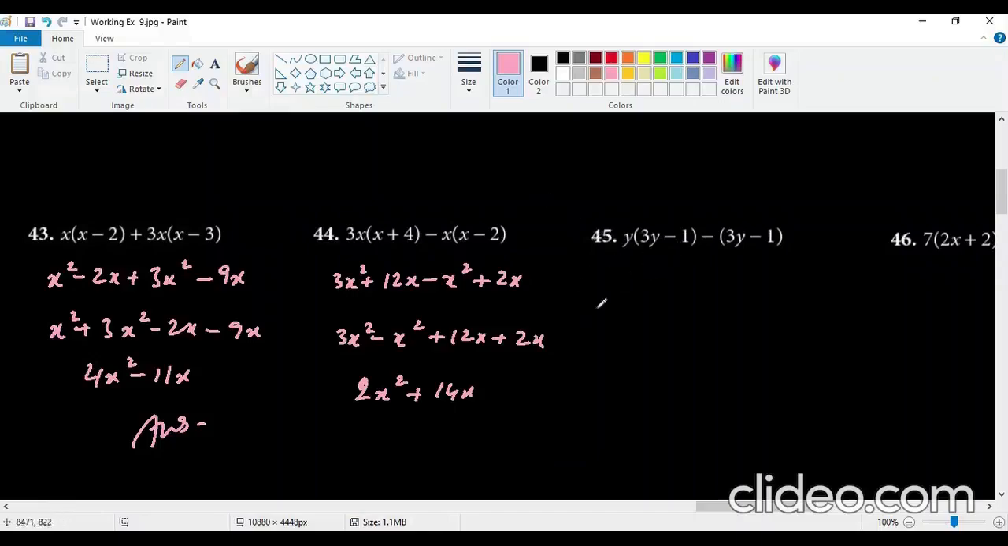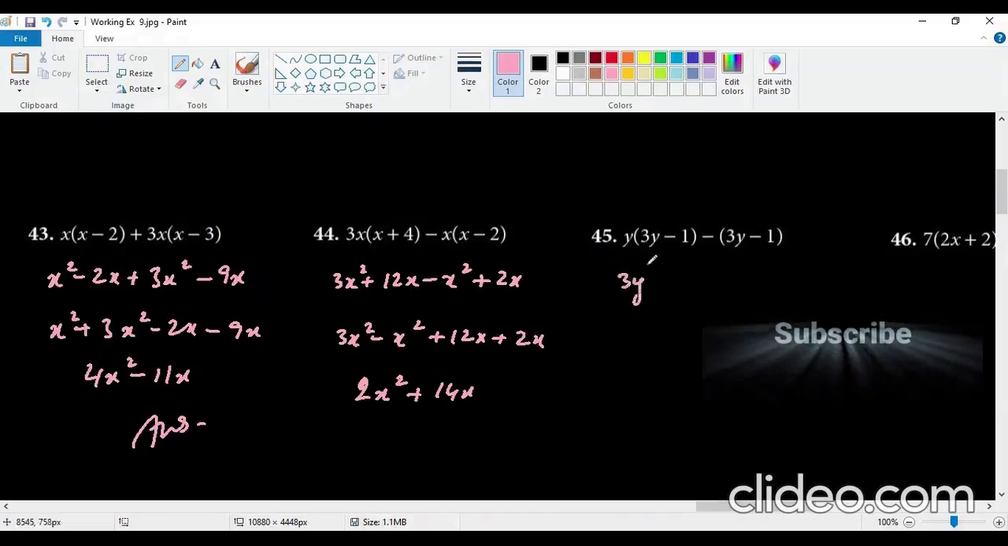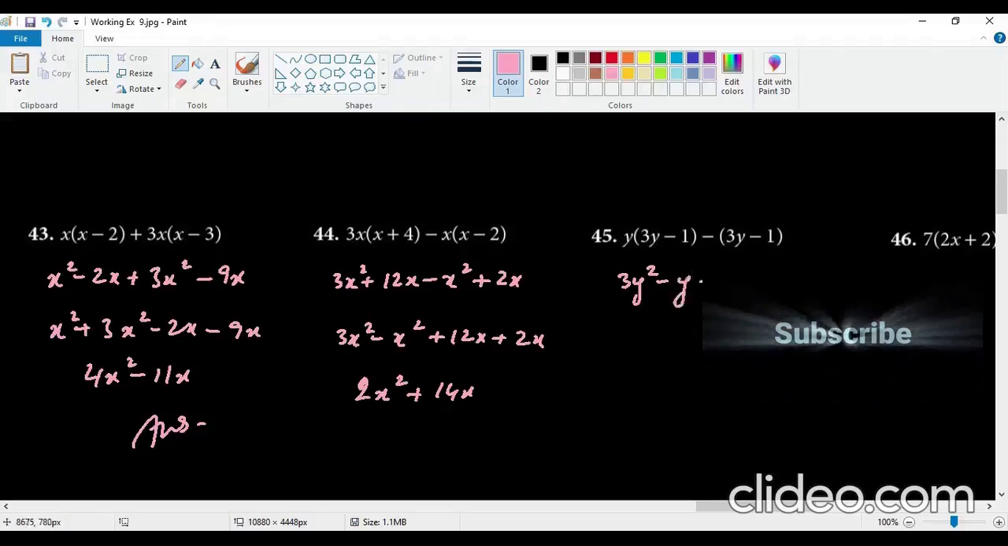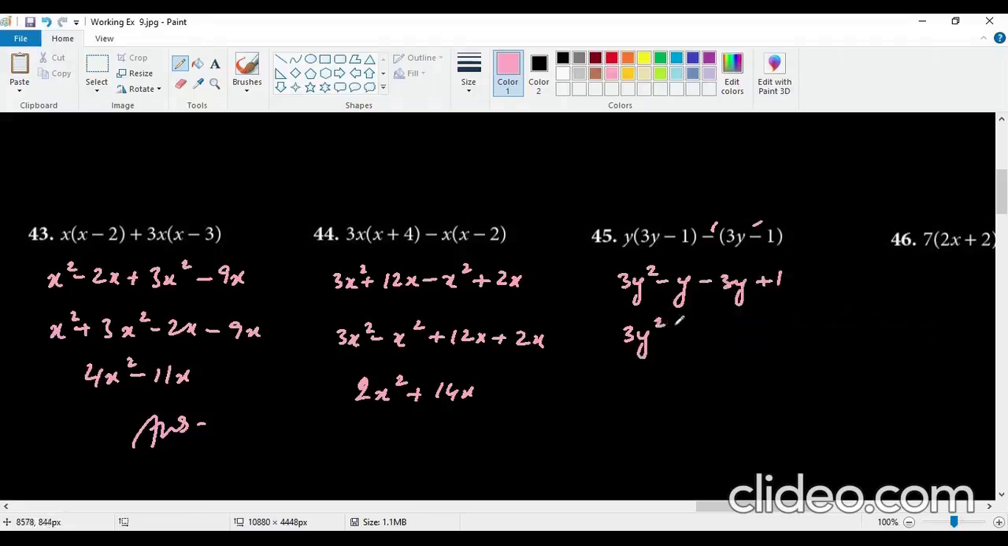For question number 45, it's going to be 3y square first, and minus y, and minus 3y, and minus minus is going to give you a plus 1. So in here you have 3y square and minus 4y, and plus 1 is going to be your final answer for question number 45.